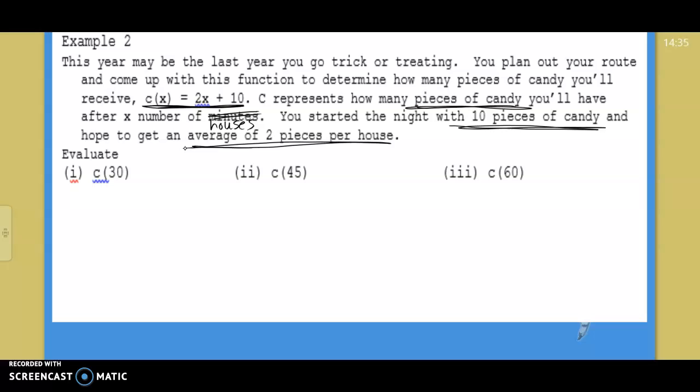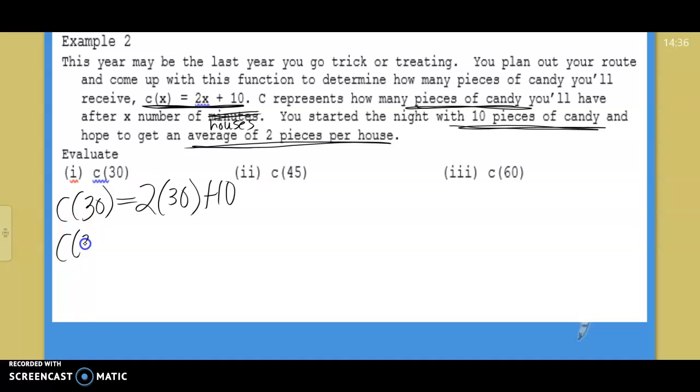Right. So, how could we possibly have said we have 10 pieces of candy to start? So if you're not quite sure what we're doing here, 30 is the input. That's what we're going to substitute into the expression wherever we see x. So 2 times 30 using parentheses to show multiplication, and then adding 10.